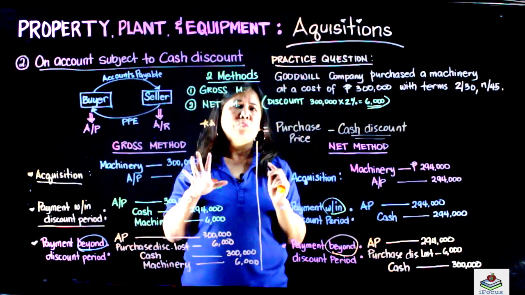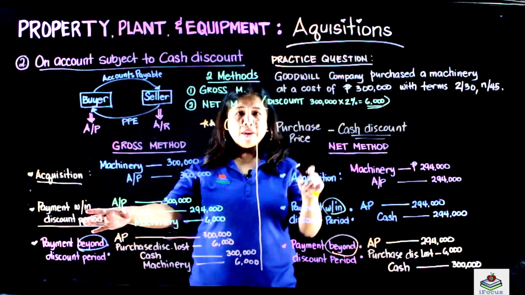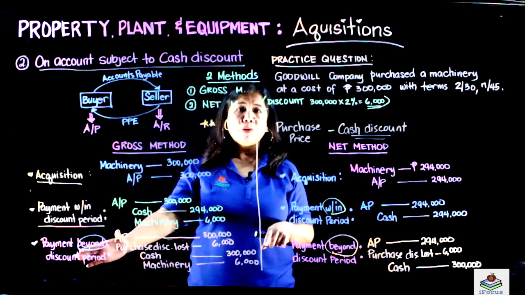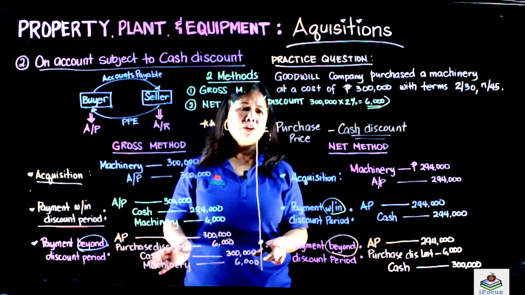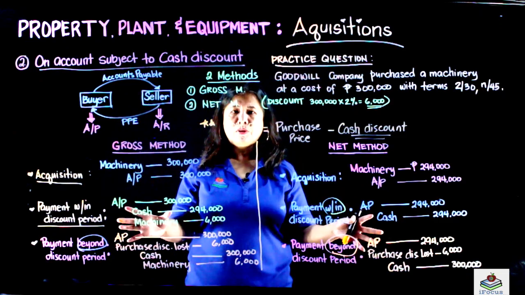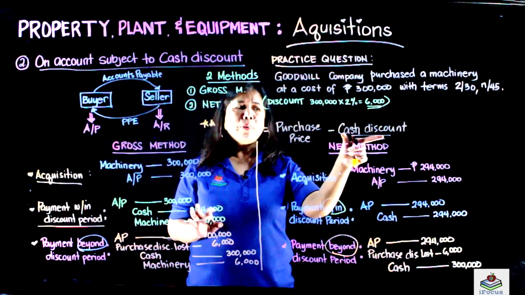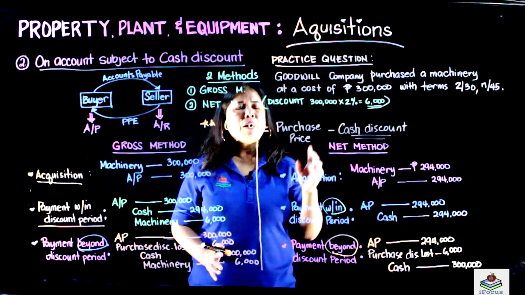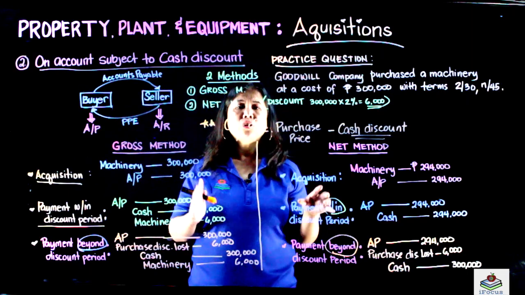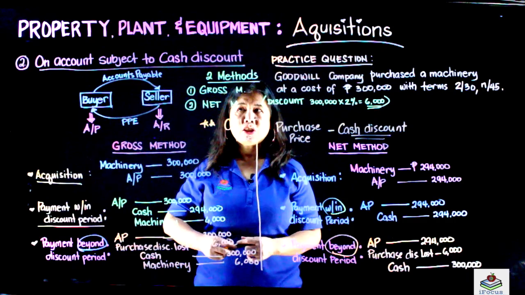Ito ang tatandaan mo. On account subject to cash discount, whether nagbayad ang company within the discount period or beyond the discount period, gamit niya ang gross method or gamit niya ang net method, parehas lang ang end result nito. Ang cost ng asset ng PPE will be the purchase price minus the cash discount. So, ibabawas natin ang cash discount whether nagbayad siya within the discount period or hindi siya nagbayad within the discount period at na-loss niya ang cash discount.